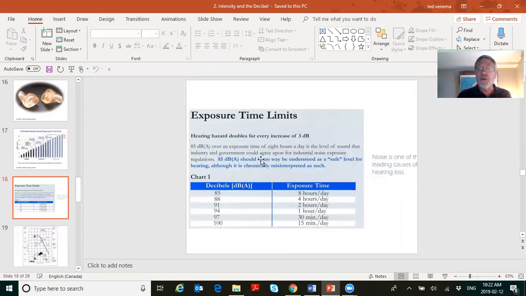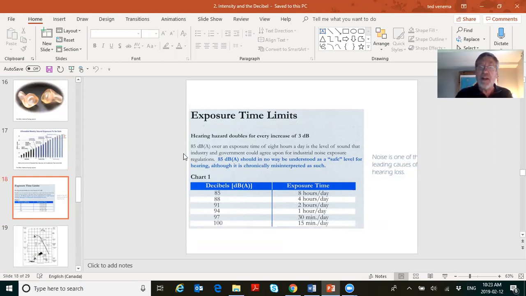Exposure limits in general. This is an important slide. 85 dBA for 8 hours a day. 90 dB SPL, now you're getting softer. This one doesn't go quite like the one I had. The way I always say it is 85, 8 hours a day. 90, 4 hours a day. 95, 2 hours a day. And so on. But at any rate, this basically tells you that hearing hazard doubles for every increase of 3 dB. In some states, that is the rule. My rule was 5 dB, but I'm not the governor of your state. I don't control that. States differ.